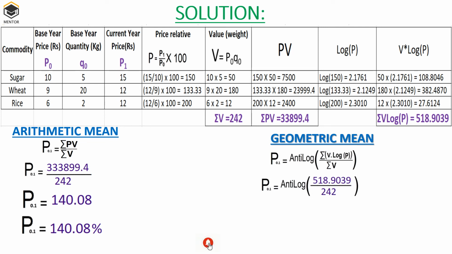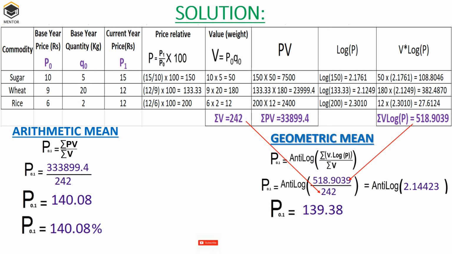So here substitute the values. Summation V log P, what is the value? 518.9039 divided by your 242. These are the values I have here from the tabulation. If I divide these two values, I will be getting antilog of 2.14423. So I have to find the antilog of this. If I find the antilog of this, I will be getting 139.38. So in terms of percentage, I'm going to represent this as the geometric mean, that is 139.38. So this is all about our arithmetic mean and geometric mean of the given question. I have represented these two values in percentage.